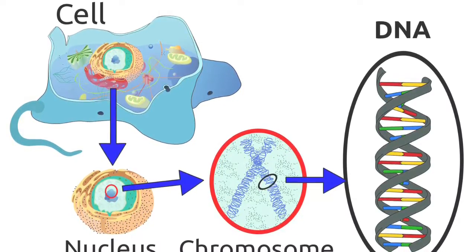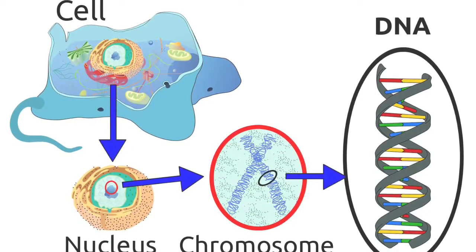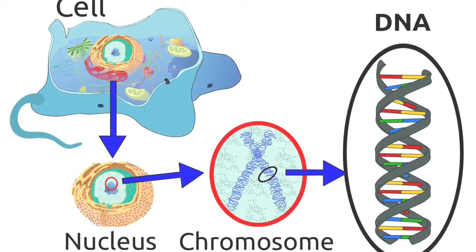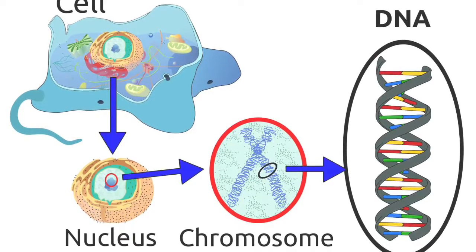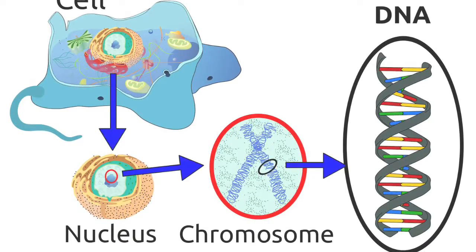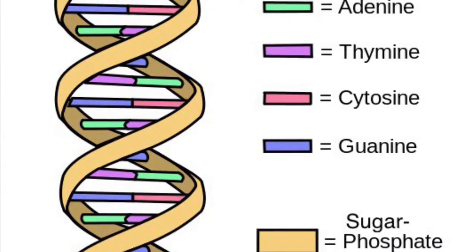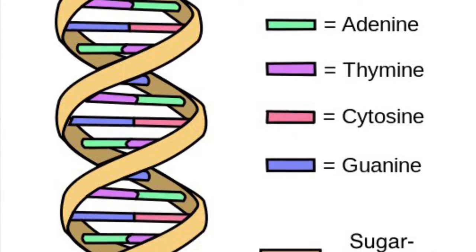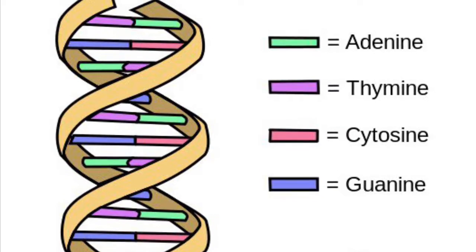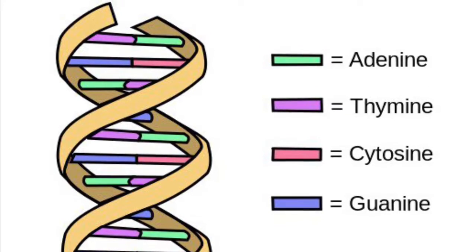DNA, or deoxyribonucleic acid, contains the instructions for everything that occurs within our bodies, even our traits. It makes up our chromosomes and is stored in the nucleus in every cell of our body. DNA structure is called a double helix because it is made up of two strands of nucleotides. The bases found in DNA are adenine, thymine, cytosine, and guanine.